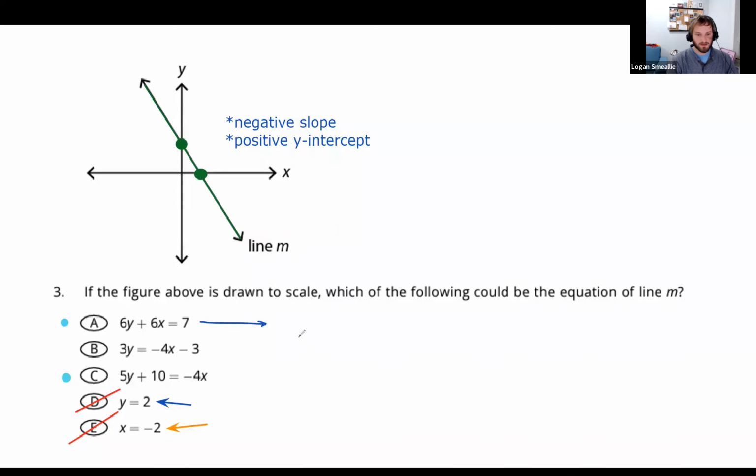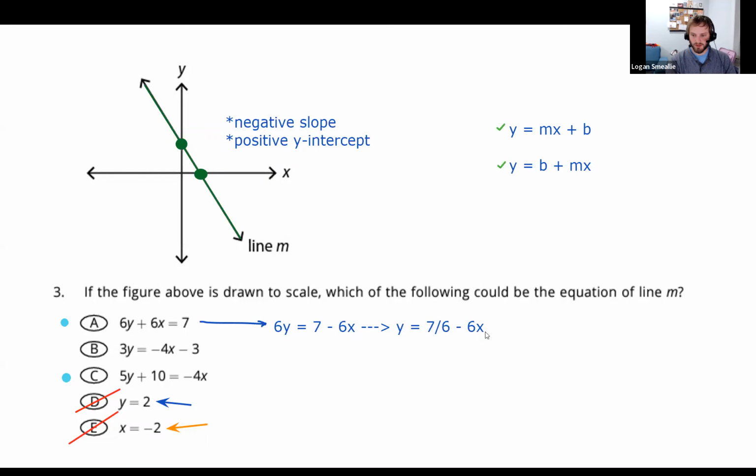I'll type this, that'll be a lot faster. 6y equals 7 minus 6x. And then y equals 7/6 minus x. Now, remember, I have y equals mx plus b. That's usually how we say it. But y equals b plus mx can happen depending on how you do the algebra, and that's certainly no problem. Both of these are okay. These both work.